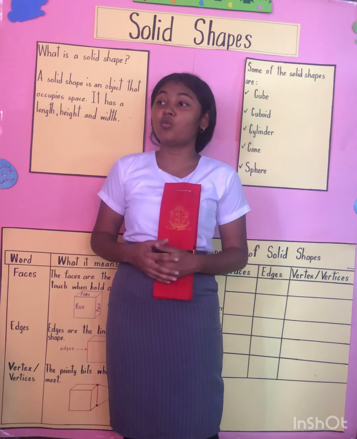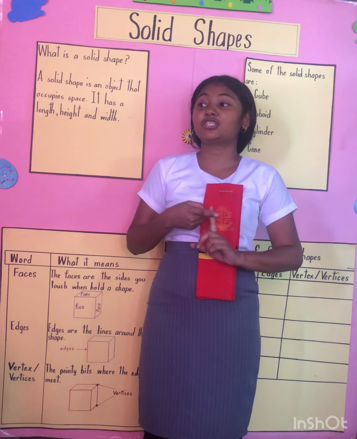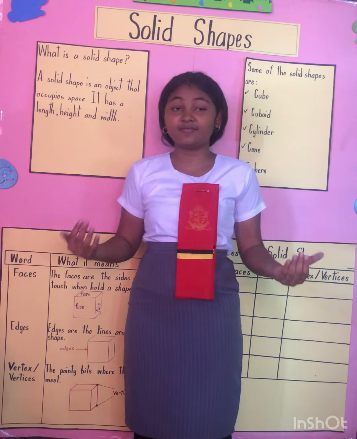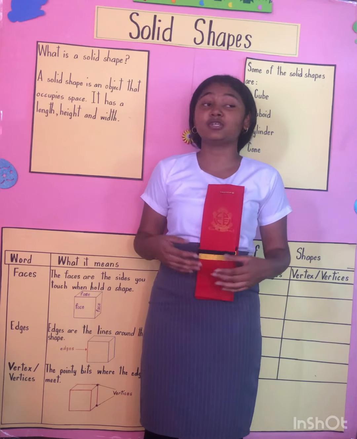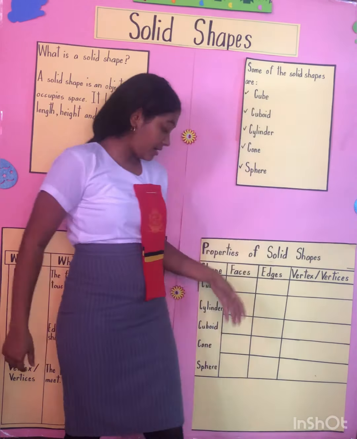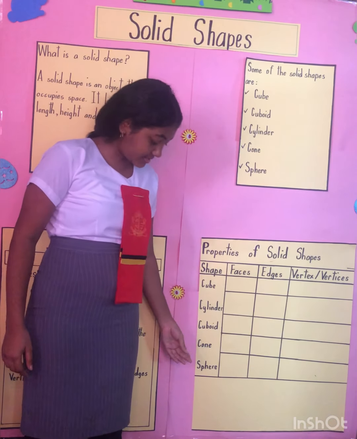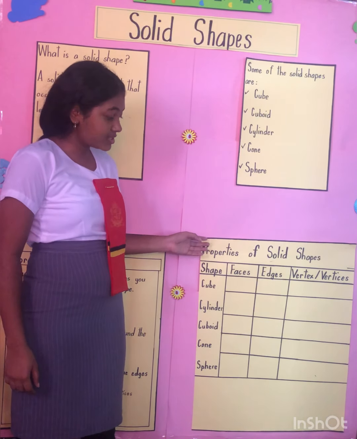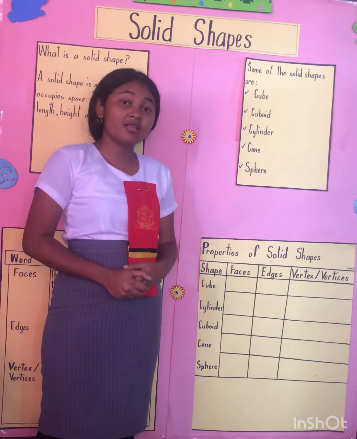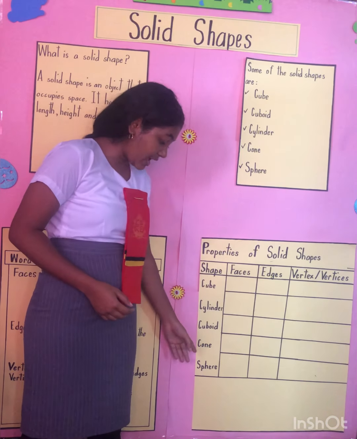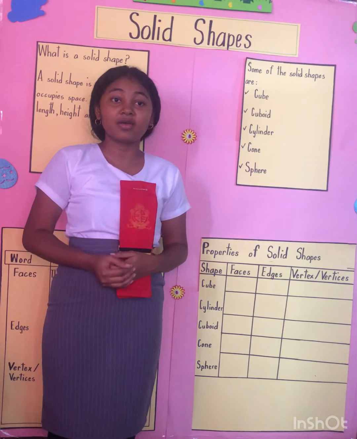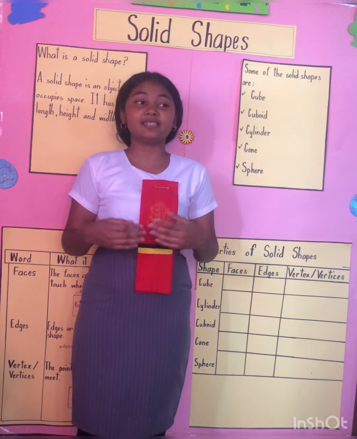Now that you know what the faces, the edges, and the vertices of a shape are, it is time for you to complete an activity. You'll be placed into groups of 4, and each group will be given a worksheet that looks like this, okay? This worksheet contains a table of the properties of the solid shapes. Each group will be given models of the solid shapes to aid you in completing the table.